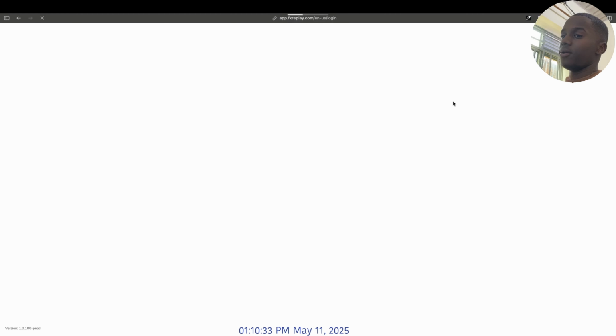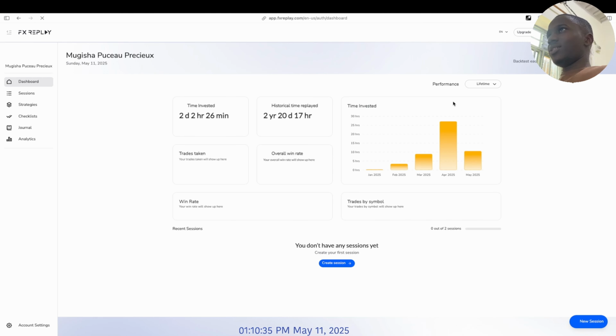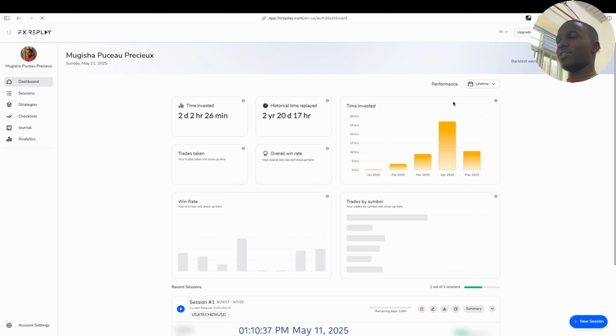So let's do a short backtesting session and see how we can refine the strategy more, and we will meet right after the intro.